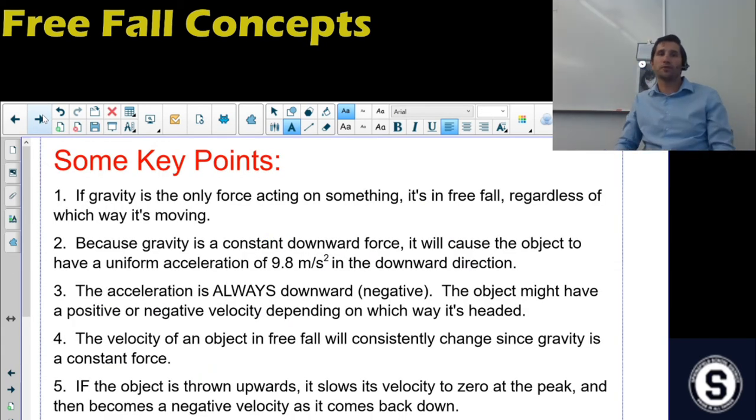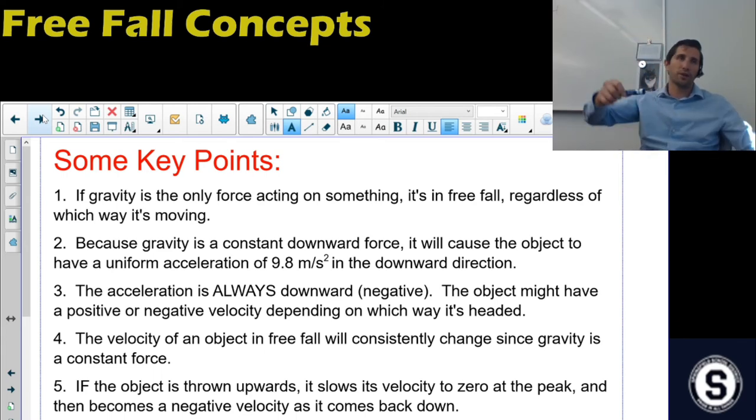So let's recap with some key points. First, if gravity is the only force acting on something, it's in free fall, regardless of which way it's moving. Whether it's on its way up, whether it's on its way back down, whether you've thrown it, doesn't matter. If gravity is the only force acting on it, it's in free fall. Second, because gravity is a constant force downward, it causes the object to have a uniform acceleration of 9.8 meters per second squared in the downwards direction. So gravity causes the same acceleration on all objects.